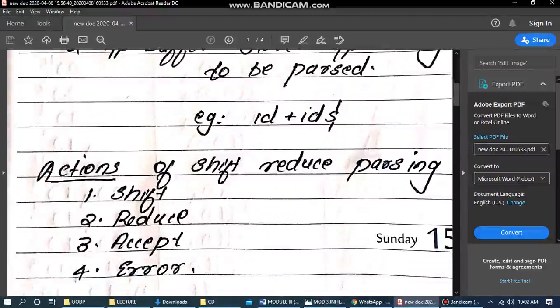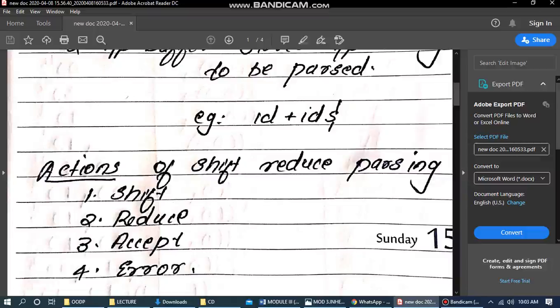We will make it clear by using an example. The reduce is, if there is t gives id, then id can be reduced by t. That is the reduce action. That will be clear by using an example. The third one is accept. If all of the shift and reduce actions are performed in order to reach the start symbol, then we will get an action such as accept. That is, it is reduced to reach the start symbol. That action is called accept.